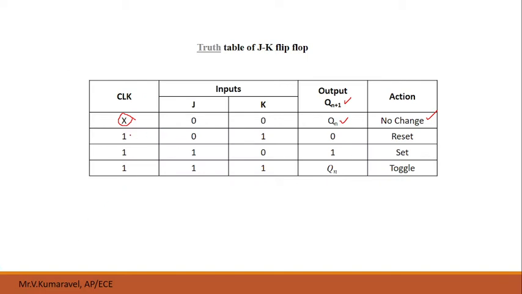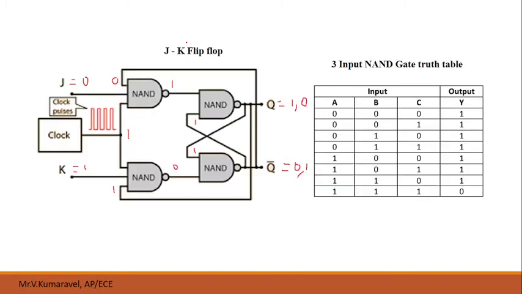When clock pulse equal to 1, when J equal to 0, K equal to 1, your output is reset. That is, if it is 1 means it will reset to 0. If it is 0 means it remains itself. So it is 0. Now let us go back to the other case.